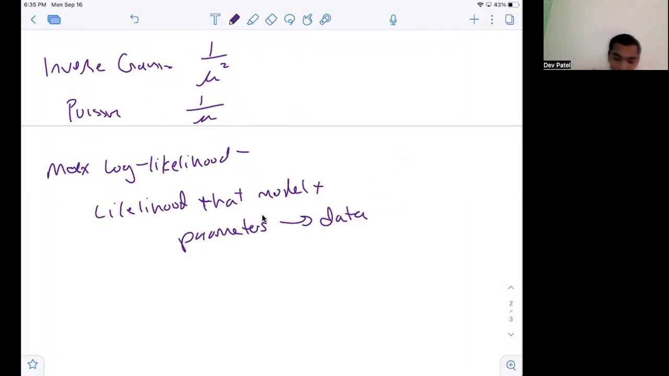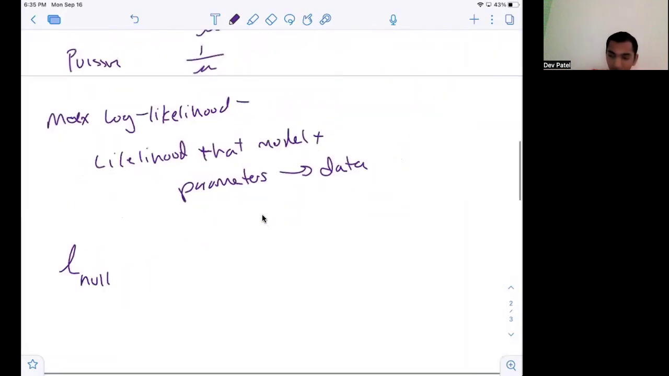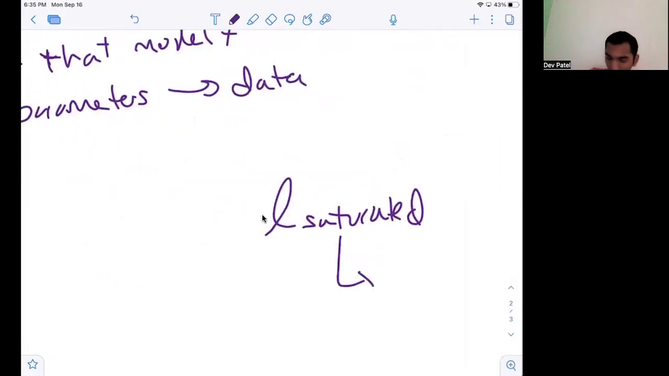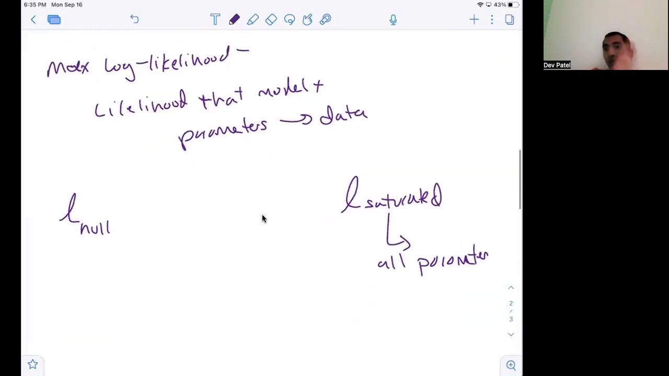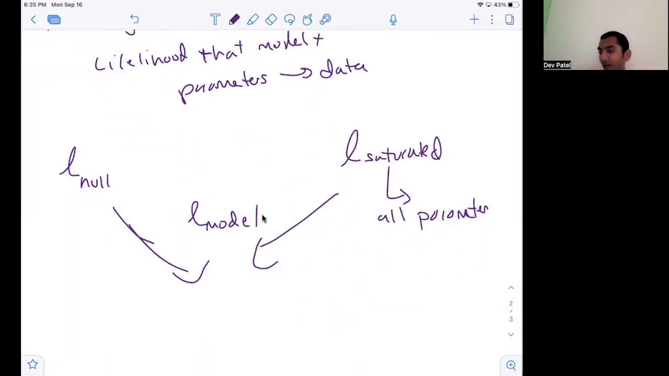So typically we have a log likelihood of the null model, which is the intercept-only model, and then we have a log likelihood of the saturated model, which takes into account all of the parameters, all the predictors in the model. Typically, the model that we come up with is somewhere in between these two. So we can say that this is the log likelihood of this model. And again, if it's very close to the saturated log likelihood, that's not necessarily a good thing. That's a potential sign of overfitting as well.